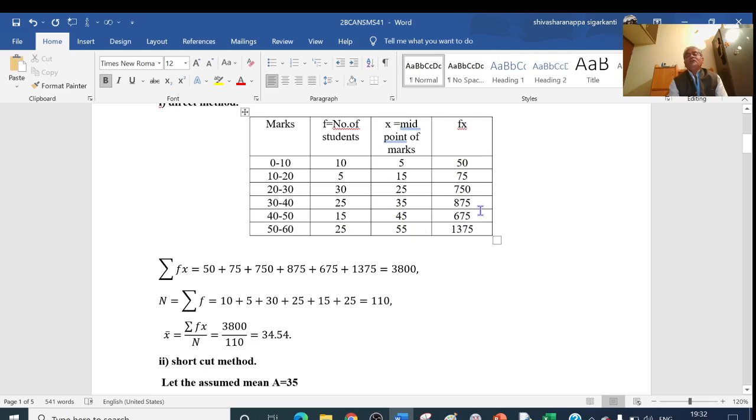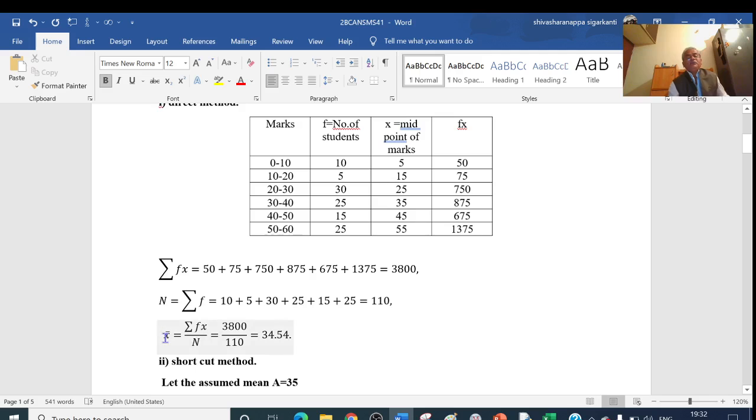If I take the sum of these, the sum is 50 plus 75 plus 750 plus 875 plus 675 plus 1375. This is equal to 3800. Summation of fx is equal to 3800. And n, that is the sum of the frequencies, 10 plus 5 plus 30 plus 25 plus 15 plus 25, is equal to 110.